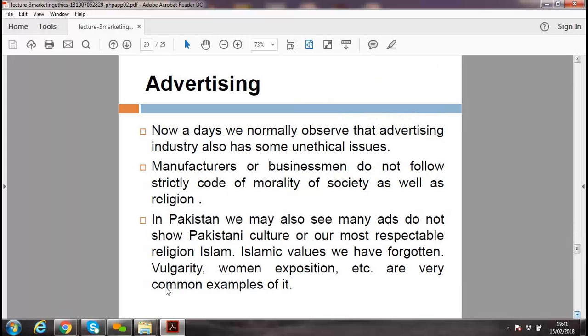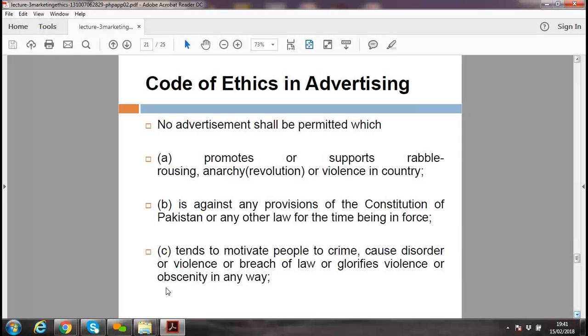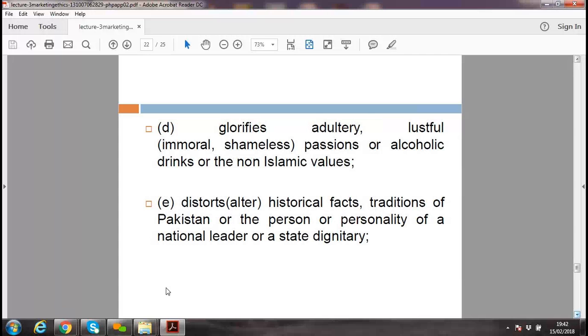Advertising. There are a lot of issues within advertising as well. Nowadays a normal observer of the advertising industry sees some ethical issues: businesses don't strictly follow the code of morality of society as well as religion. Like in Pakistan, we see many ads that don't show Pakistani culture in the most respectable way. So this is about the religious perspective as well as the moral values. Okay, code of ethics in advertising: no advertisement should be permitted to promote or support violence in the country. These are the codes of practice we need to look at.